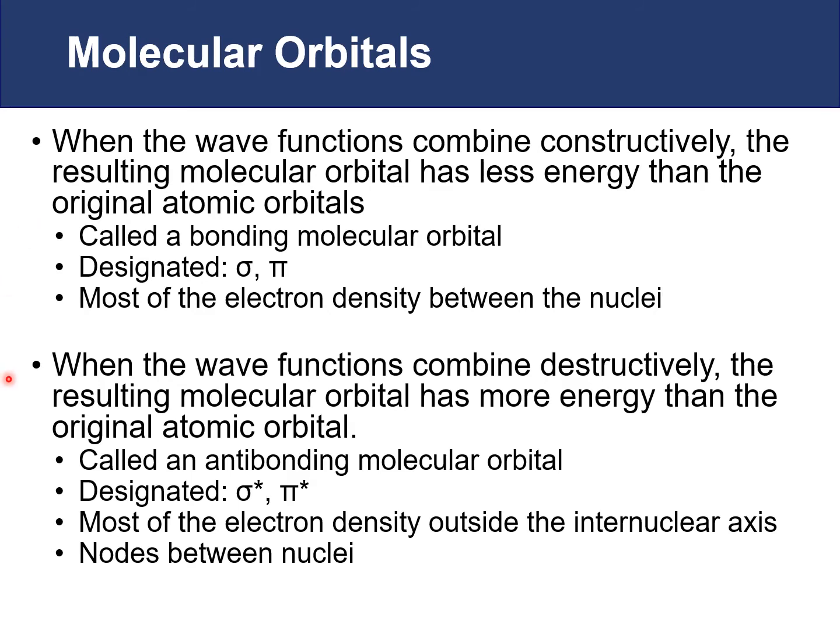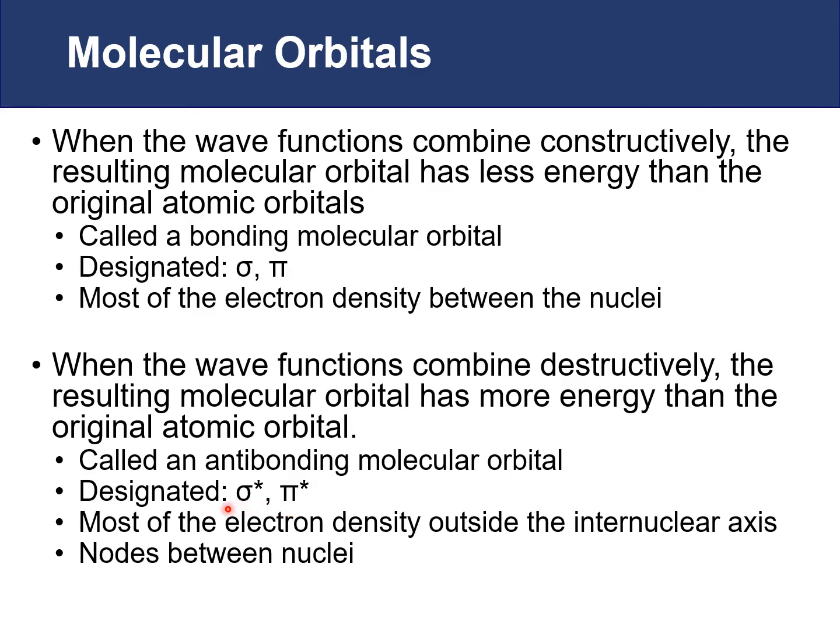When the wave functions combine destructively, however, the resulting molecular orbitals have more energy than the original atomic orbitals. It takes more energy to put electrons into the antibonding orbitals, which is what we will call wave functions that combine destructively. They will be called antibonding molecular orbitals. The way that we will designate them is using our sigma and pi as before. However, we will put a star next to the symbol. The point of the star is to designate these as antibonding orbitals.